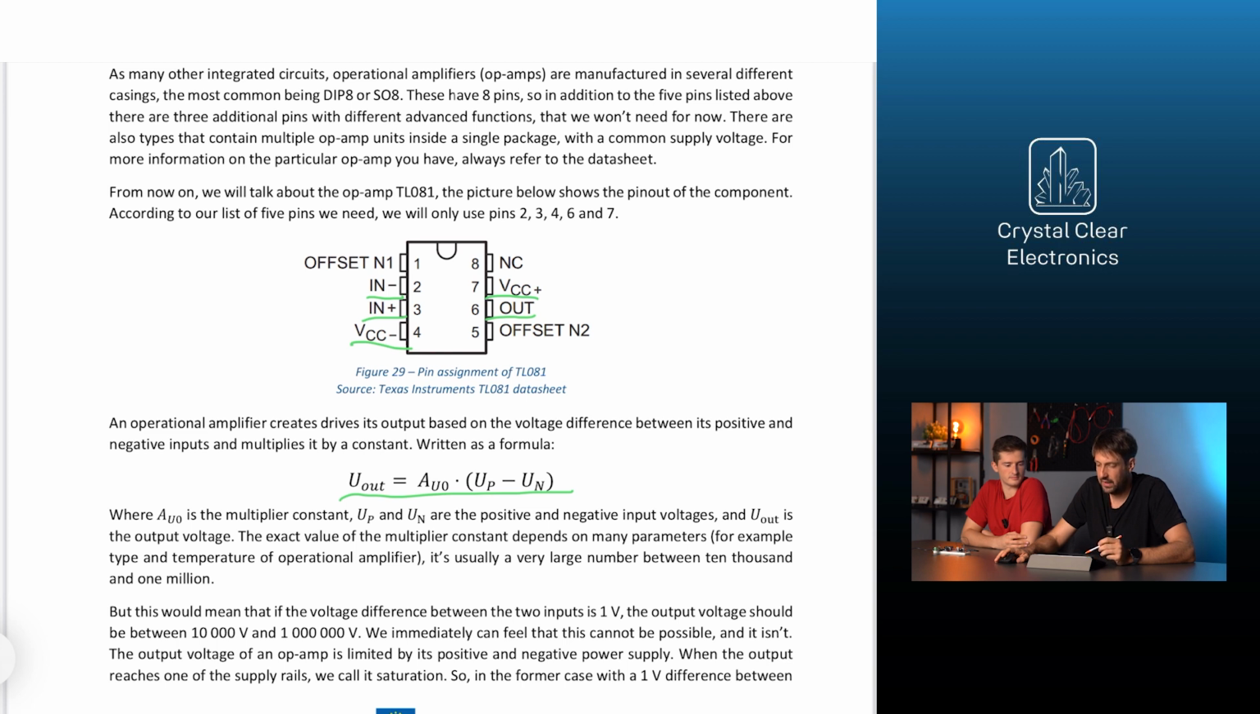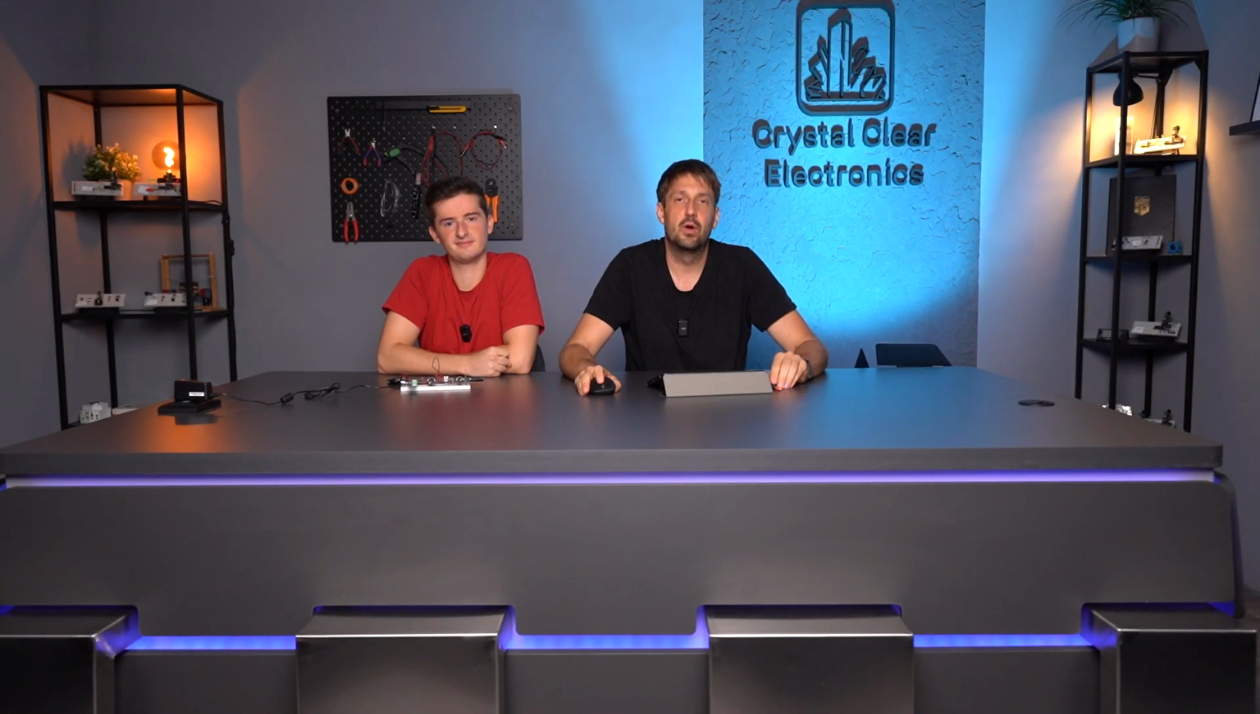The exact value of the multiplier constant depends on many parameters, for example the type and temperature of the operational amplifier. It's usually between 10,000 and 1 million. But this would mean that if the voltage difference between the two inputs is 1 volt, the output voltage should be between 10,000 and 1 million volts.